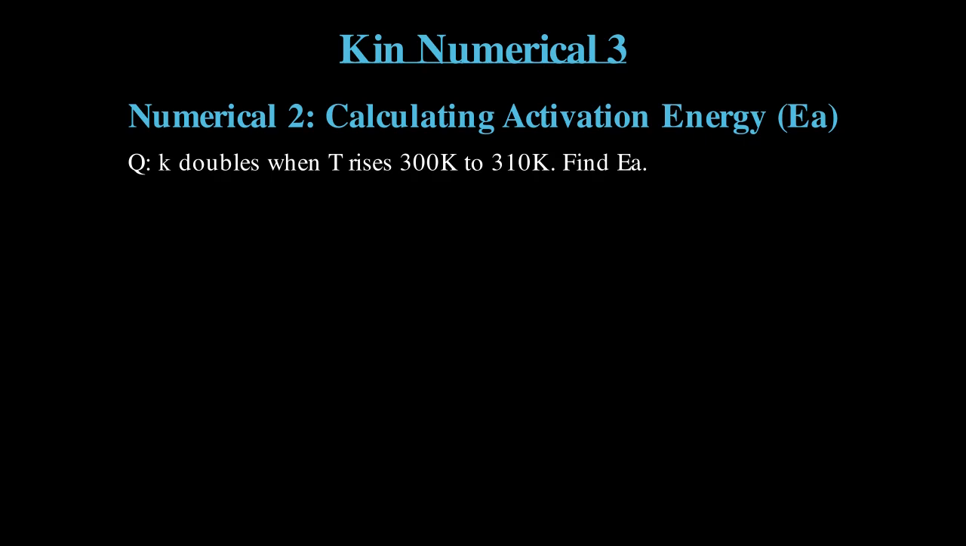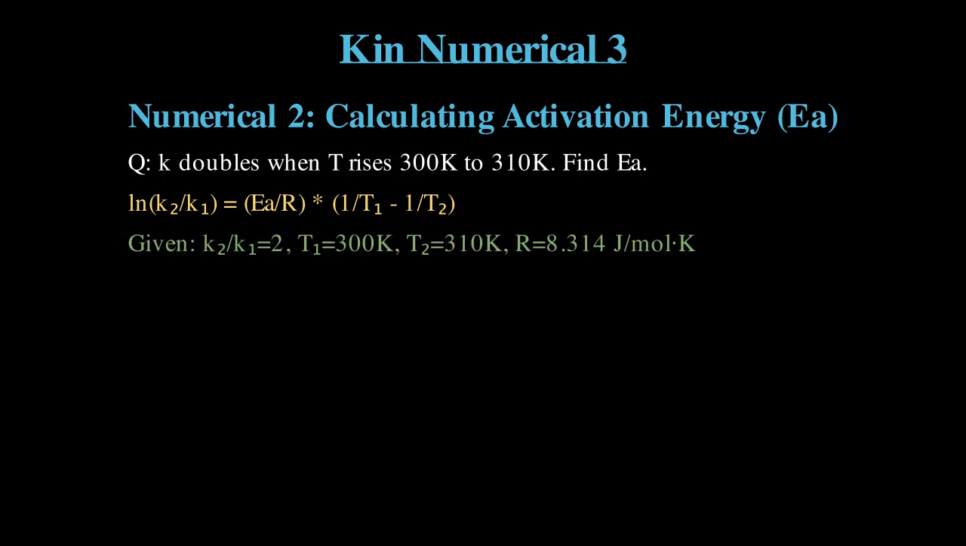For this, we must use the Arrhenius equation in its two-temperature form. The formula is natural log of K2 by K1 equals E divided by R times (1 by T1 minus 1 by T2). Since the rate constant doubles, the ratio K2 by K1 is 2. Our temperatures T1 and T2 are 300 and 310 Kelvin, respectively.